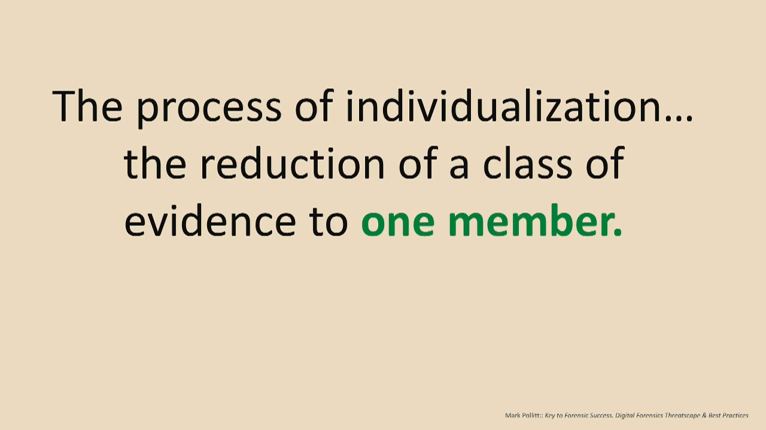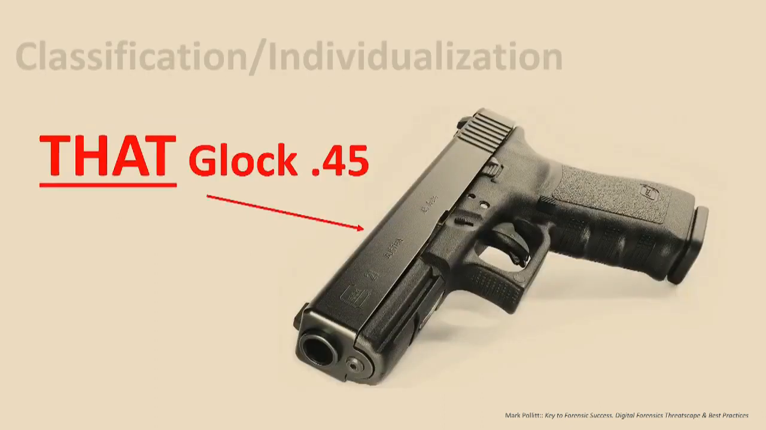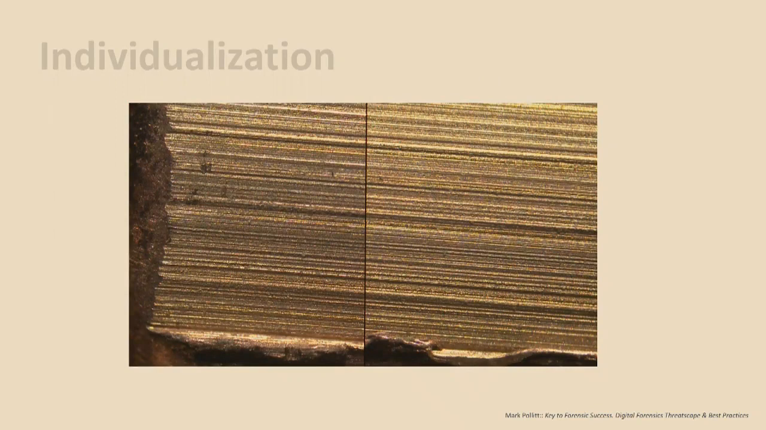All right, so the process of individualization is basically reducing that class, that big class of all 45 ACP Glocks, down to one member, that Glock. We do that through individualization as far as firearms go, through those lands and grooves, the marks the barrel makes on the projectile as it travels down the barrel.